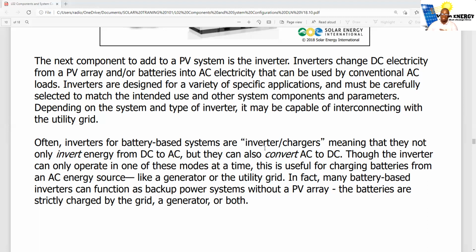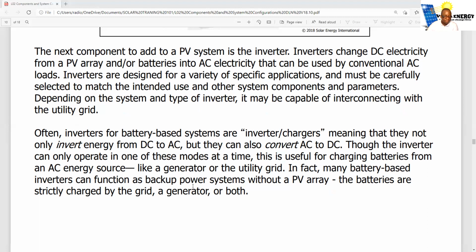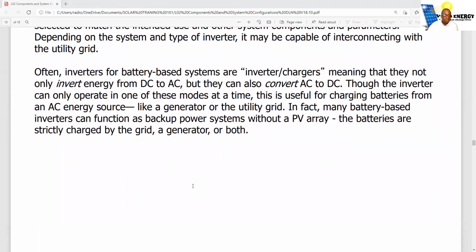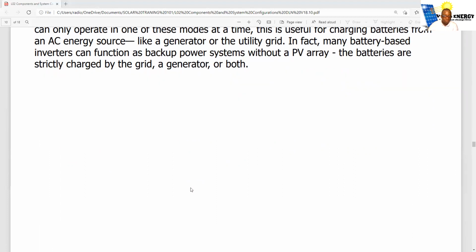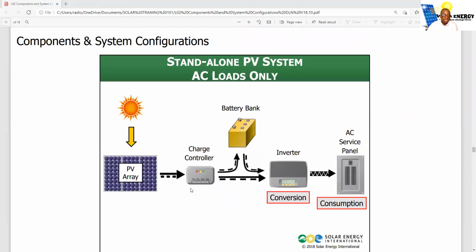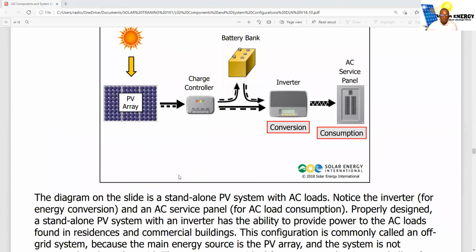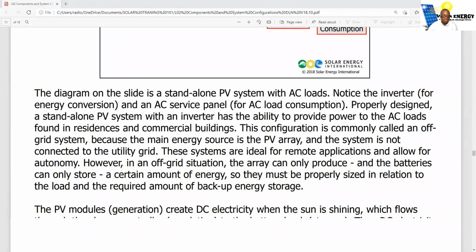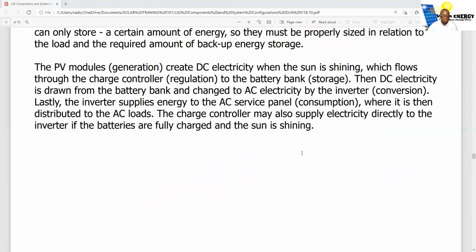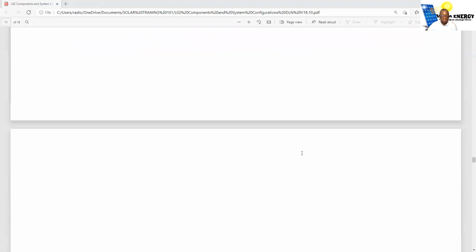But right now, I'm just so juicy. All right. Often inverters for battery-based systems are inverter chargers, meaning that they not only invert. I will just read this and then move forward. All right, this is what it's talking about right here, when I went through that while I was showing you the diagram.